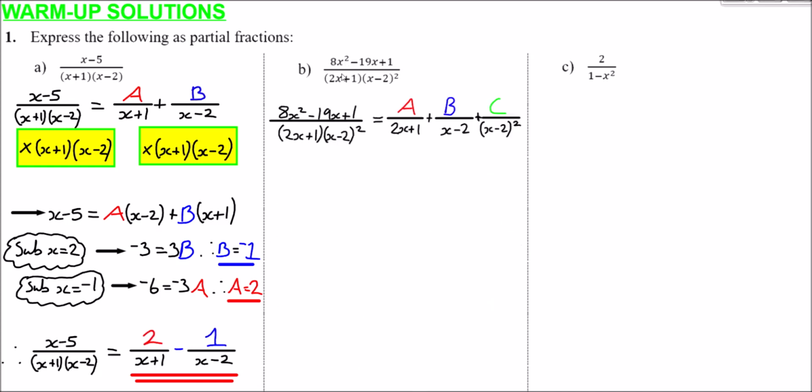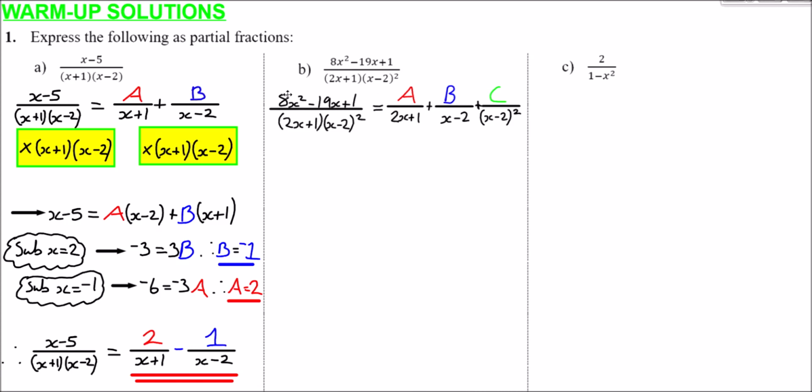So we here say that 8x squared minus 19x plus 1 over 2x plus 1 multiplied by x minus 2 all squared is a over 2x plus 1 plus some constant b over x minus 2, without this bracket being raised to the second power, and then plus c over x minus 2 squared, to account for the fact that we might just have something to do with x minus 2 squared without the x minus 2 being a hidden factor. So we need to put both the single power of a bracket and all the way up to whatever the highest power it goes to.